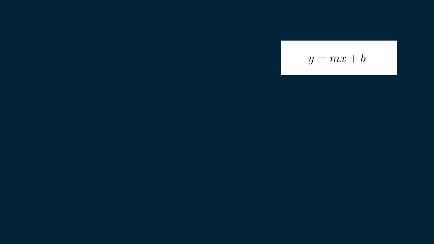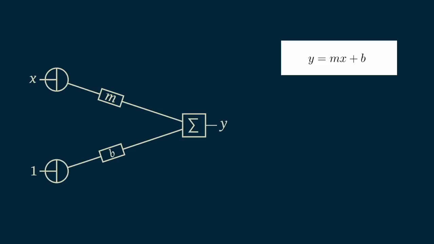Simple linear regression assumes a straight line relationship between an input variable, x, and an output variable, y. X is multiplied by a constant, m, which also happens to be the slope of the line, and it's added to another constant, b, which happens to be where the line crosses the y-axis. We can represent this in a picture. Our input value, x, is multiplied by m. Our constant, b, is multiplied by 1, and then they get added together to get y. This is a graphical representation of y equals mx plus b.